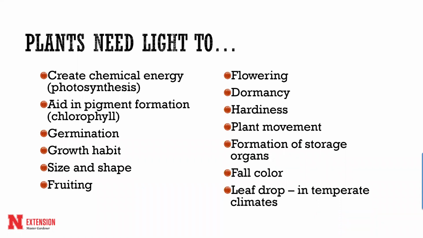If you've gone through the morphology session, then a lot of this will be review for you, but light is part of germination, growth habit, helps with fruiting, flowering, dormancy, hardiness, formation of storage organs, fall color, leaf drop, photosynthesis. So light is needed for a lot of what the plant needs in order for it to grow.